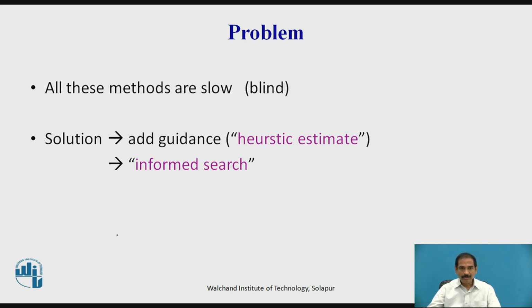A solution to get the more promising nodes, to get our result at a faster rate and to save our memory is to add guidance, which is called a heuristic estimate, where each node has a particular value, and as per the values of the next nodes that we could select, we would select the next node that leads us to our goal or tells us how far we are from the start and the goal. So we go for informed searches rather than uninformed searches.